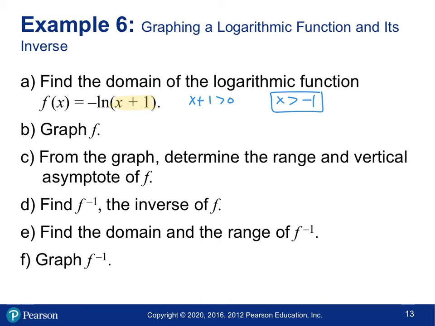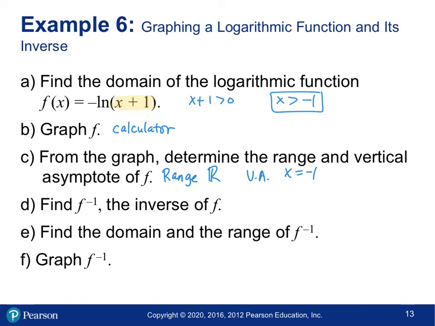They want us to graph this. You can just use your graphing calculator and look at what it looks like. Okay, I'm okay with that. From the graph, determine the range and the vertical asymptote. If you look at the range, once you graph it, you could pause me here and then go graph it and see the picture. But our range then is going to be all real numbers. And the vertical asymptote is at x equal -1.